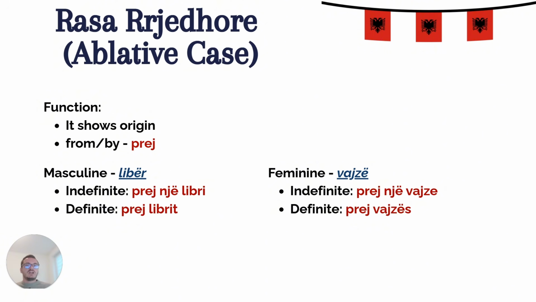It's purely logical. Anyways, to continue with our line of reasoning with our examples, we have liber. In the indefinite would be prej një libri. And in the definite, prej librit. As you can see, the endings are exactly like the dative. We're only adding prej. Likewise in the feminine, vajz, prej një vajze, or in the definite, prej vajzës.